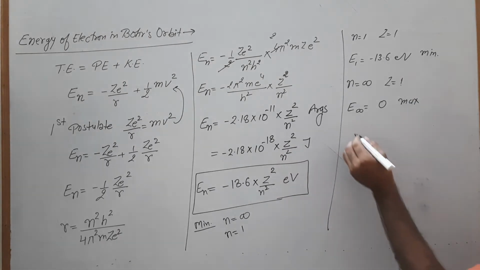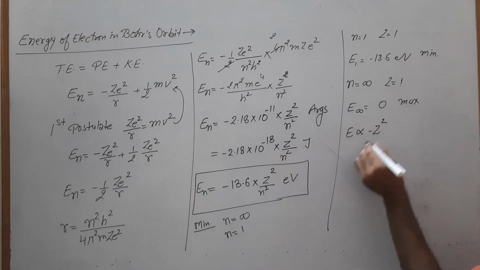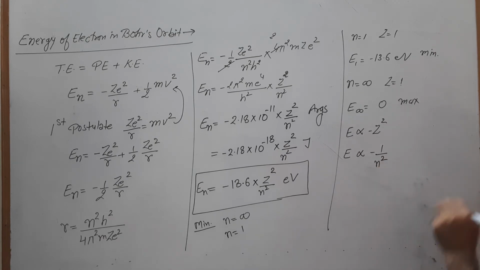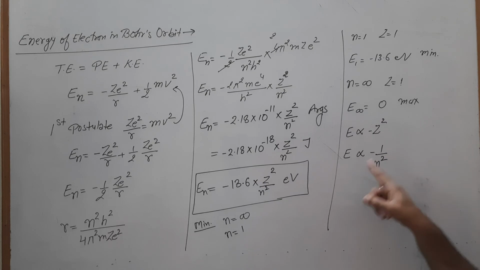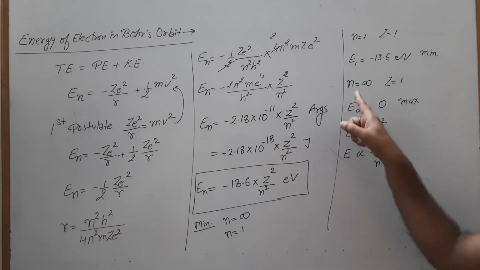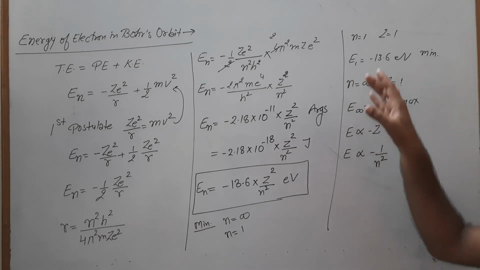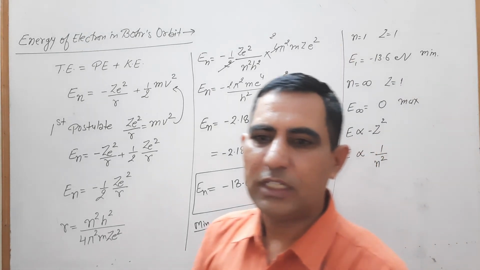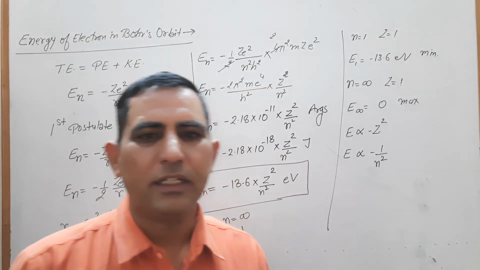Now look at this formula. E is directly proportional to minus Z square and E is directly proportional to minus 1 upon N square. Whenever the value of N increases, the value of E also increases because of the minus sign. If N increases, E increases. If Z increases, E decreases, because of the minus relationship. So this way we can easily find the energy of the electron in any orbit for any type of element or atom.